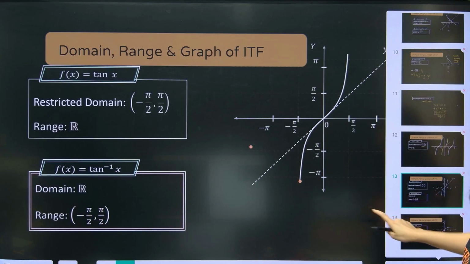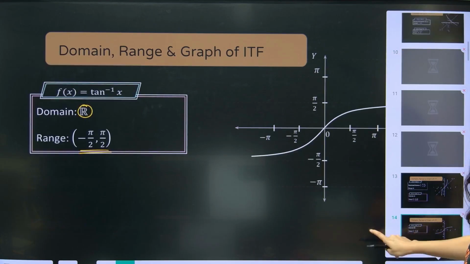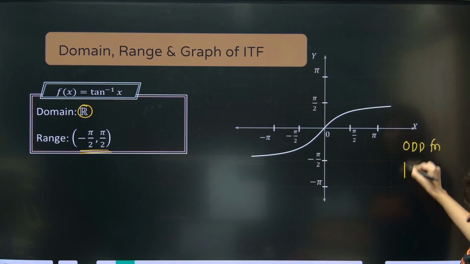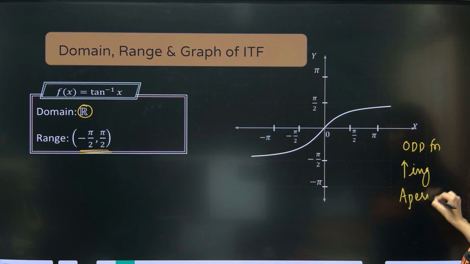What about the tan inverse graph? This is what your tan inverse graph will look like. This is an odd function, an increasing function. It is aperiodic, and it seems it is continuous.